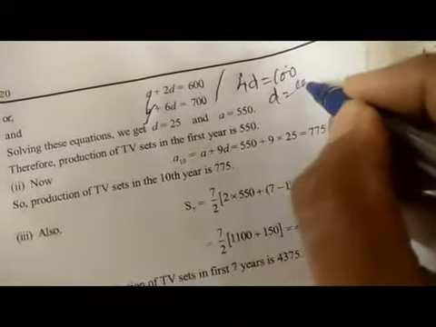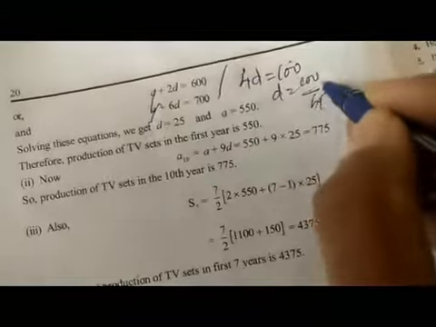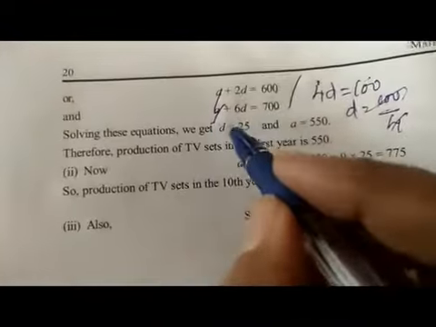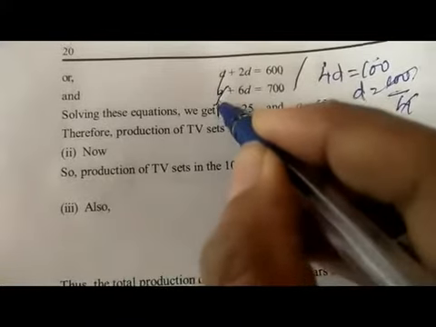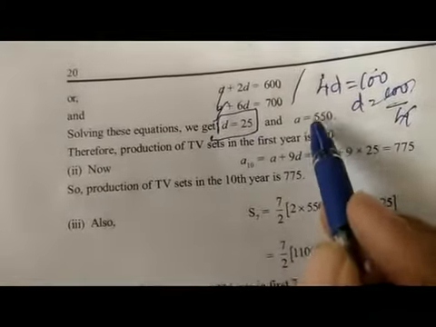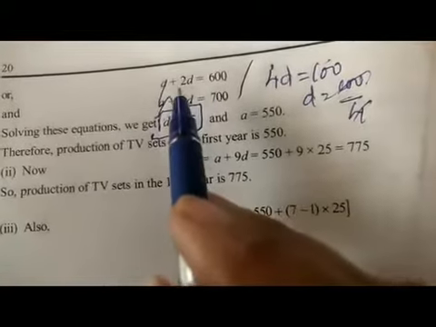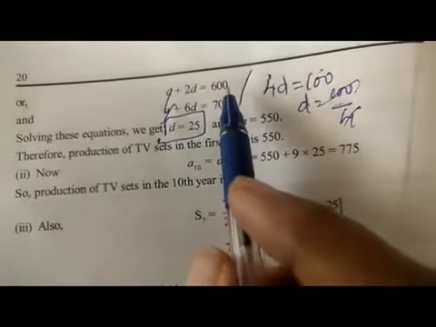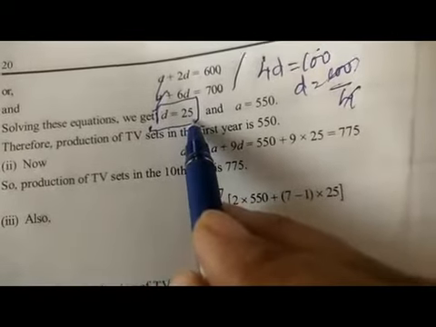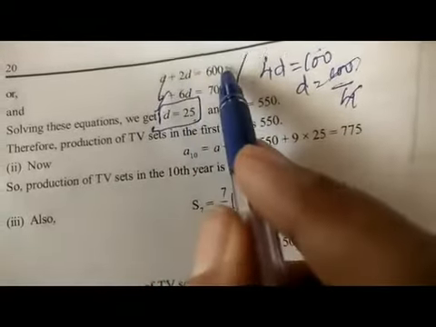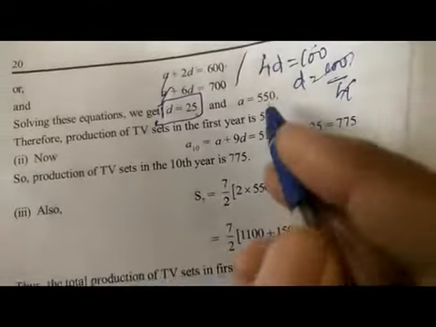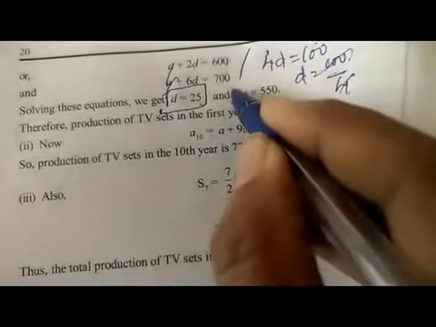Therefore d = 100/4, which is 25. So what is d now? d is 25. Now after finding d, you substitute in any one of the equations. a + 2d = 600. a + 2 × 25, 2 × 25 is 50. a + 50 = 600. a = 600 − 50. a = 550.